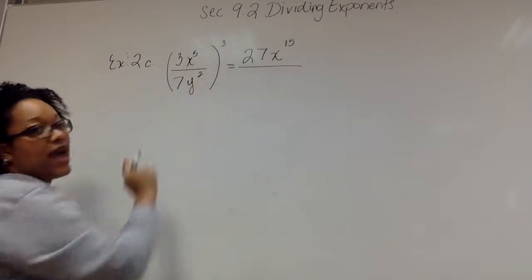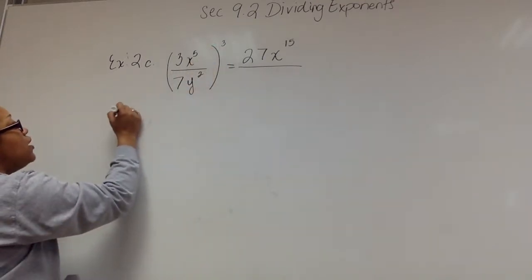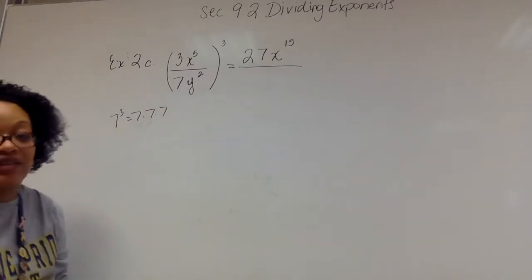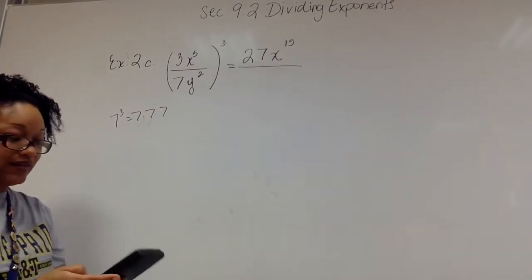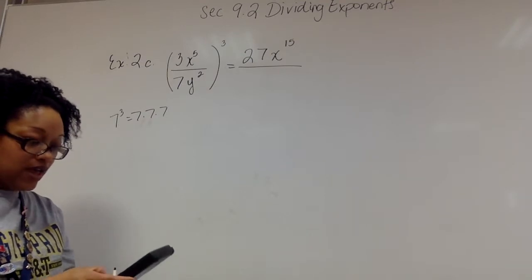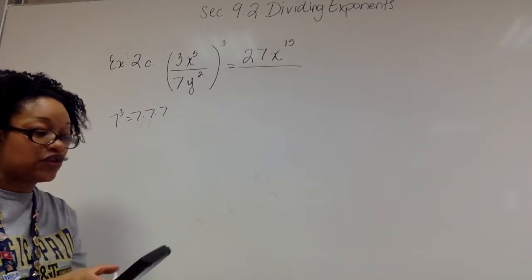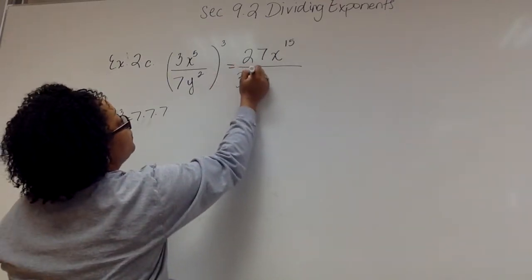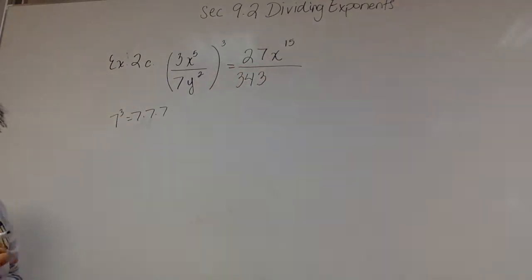7 to the 3rd power. 7 to the 3rd power, that's 7 times 7 times 7. Now this one I need some help with because I don't know what 7 to the 3rd power is. So I'm going to take my calculator and I'm going to ask the calculator, what is 7 to the 3rd power? 343. So that goes down here in the denominator.